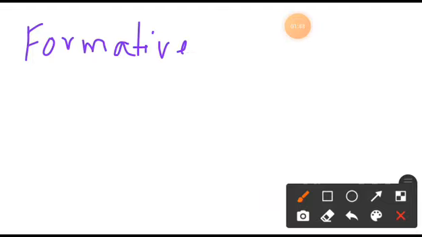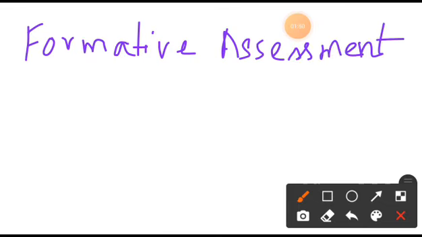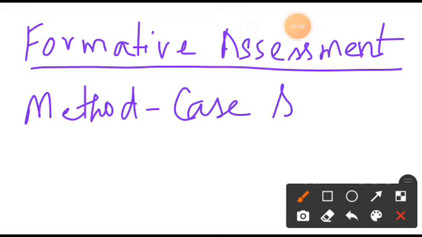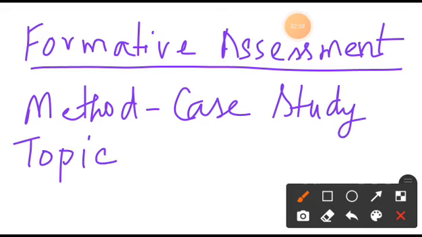In the next page, you are going to give the heading Formative Assessment. Then after that, write the method which is case study. After writing the method, you are going to write the topic which is light. So in the second page, you are going to write all this. Now go to the next page.